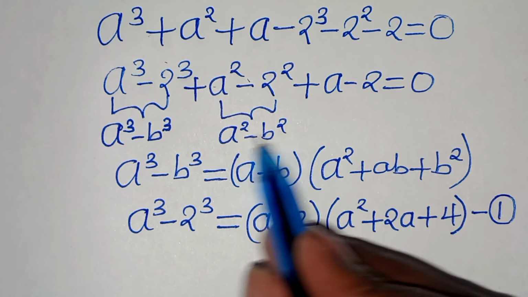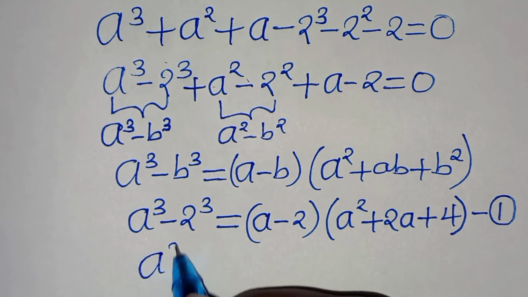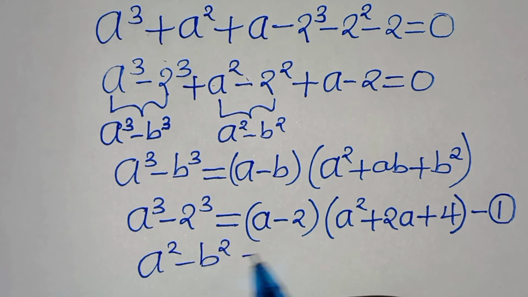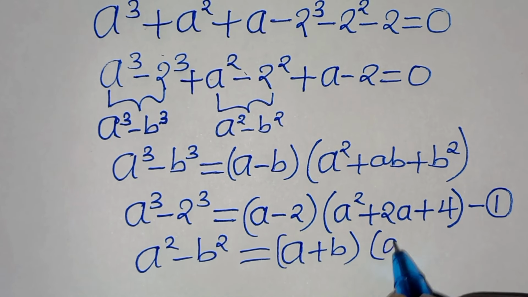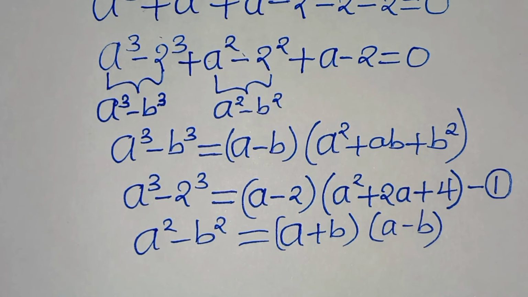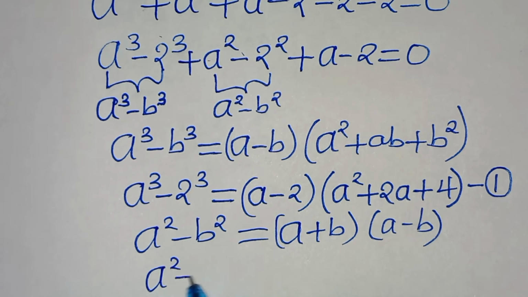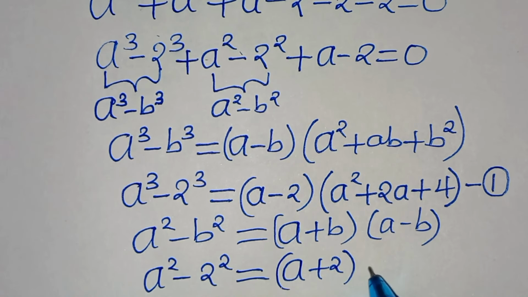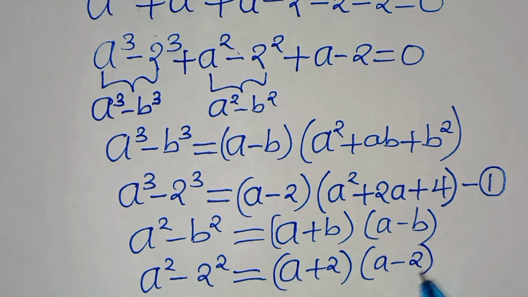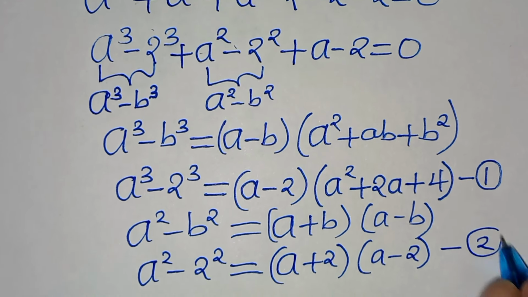Then the second part here, this is a squared minus b squared, which we can express as a plus b multiplied by a minus b. So we have that a squared minus 2 to the power of 2 can be expressed as a plus 2 multiplied by a minus 2. Let's call this the second part.